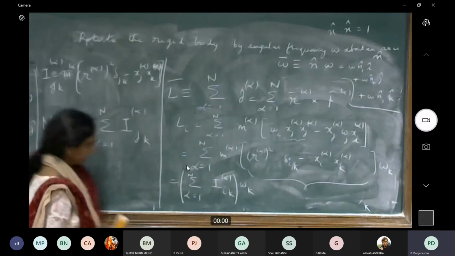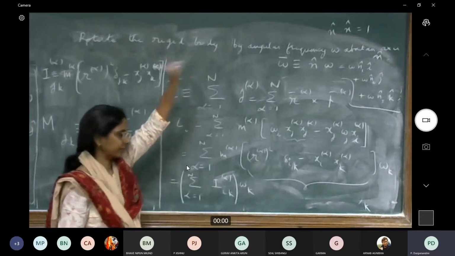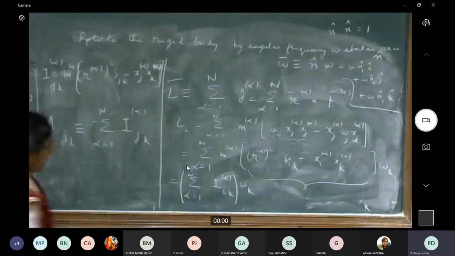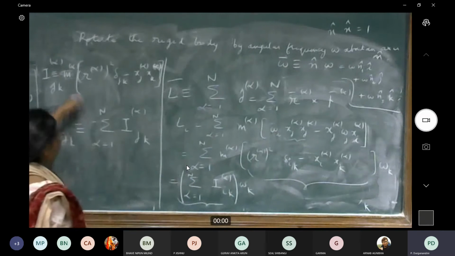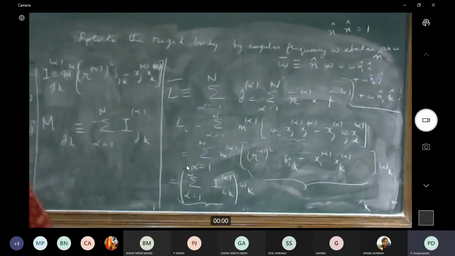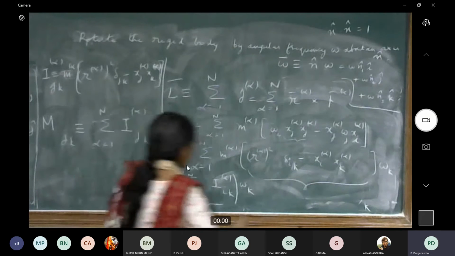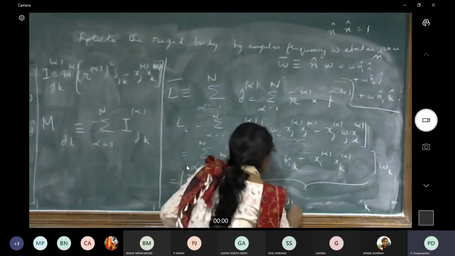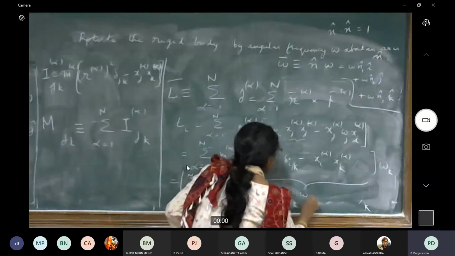See, I can take this omega k out of the alpha summation because it doesn't depend upon which particle, because the frequency is independent of that. And this whole thing, the summation of I jk alpha for all the n particles, I will call as Mjk. So this simply becomes then Mik times omega k.